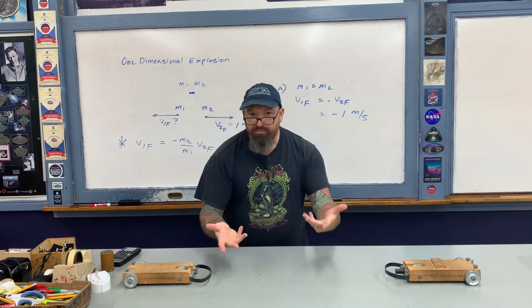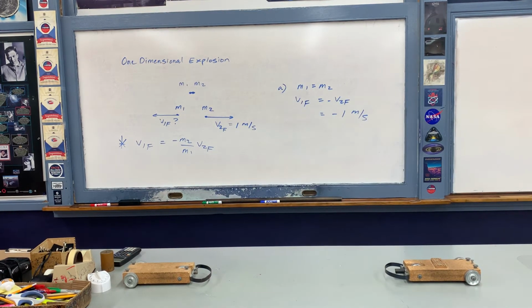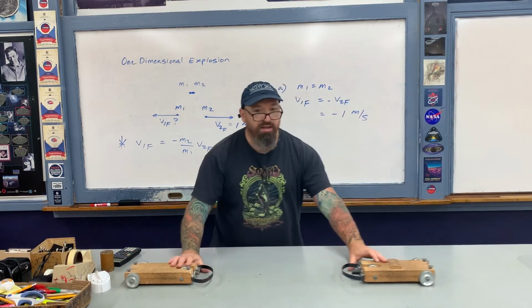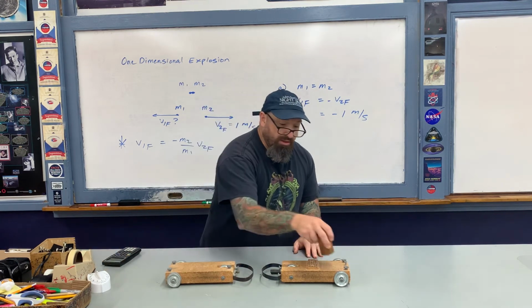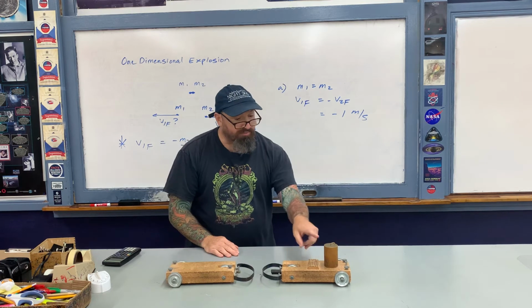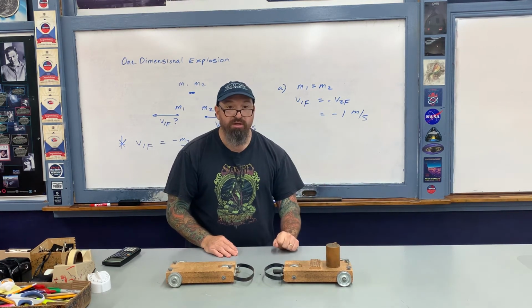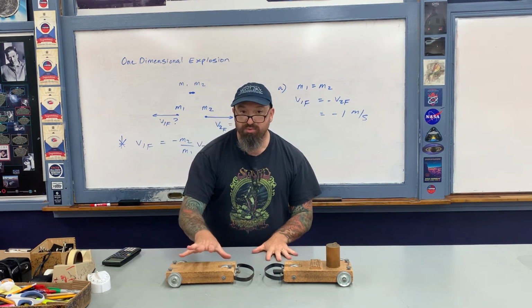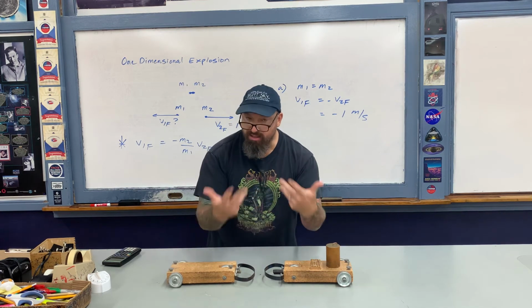Okay, now let's change it up a little bit for part B. Okay, so now it says, what if the second cart, this guy here, is twice as massive as the first? So let's go ahead and double this guy's mass by placing this object here, and then once again this cart here explodes off in that direction at 1 meter per second. What do you suppose the velocity of this cart is going to be in the opposite direction? Well, let's go ahead and calculate it out first.